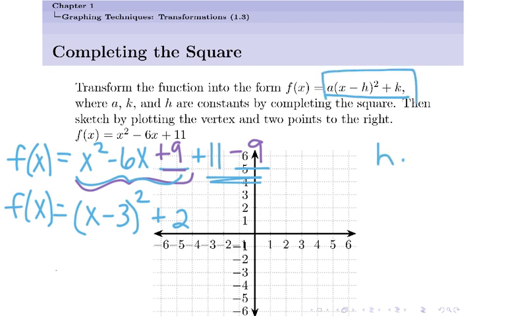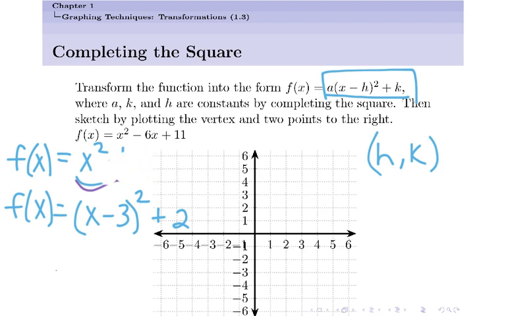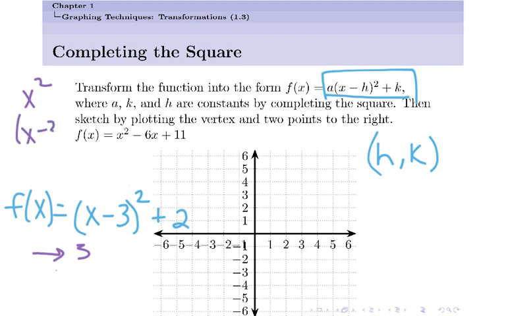H and K are going to represent what's called the vertex of your parabola, it's your turning point. So I want to see if we can get from this equation to my final equation, thinking about the shifts. Well, I'm moving to the right 3, because I go from x squared to x minus 3 squared. And then I'm moving it up 2, because I take my previous step and tack on a plus 2 at the end. Since this matches the final equation, I can go ahead and graph my parabola.